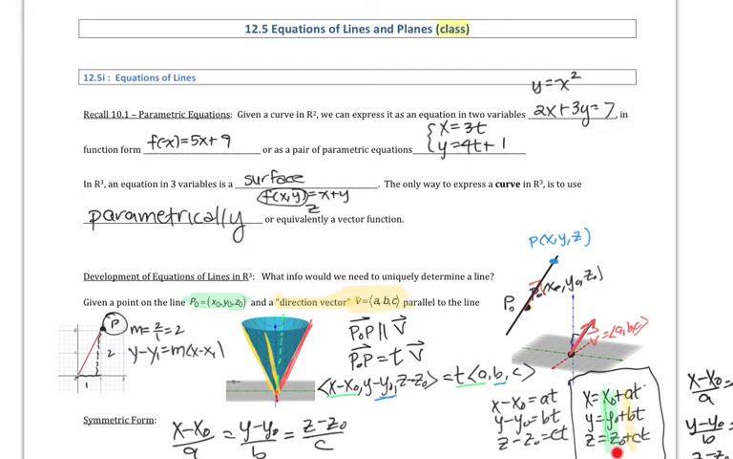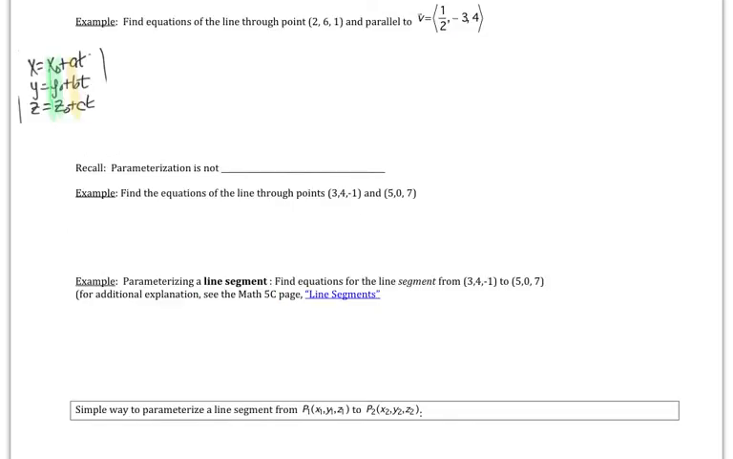If you're given the equation of the line in this form, sometimes you're given a line and then you have to figure out what a point on the line is and what a direction vector is. And you can pull that right off here, the coefficients of t here, and here it will be the values in the denominator. Likewise, you can find the point here. Okay, let's take a look at an example.